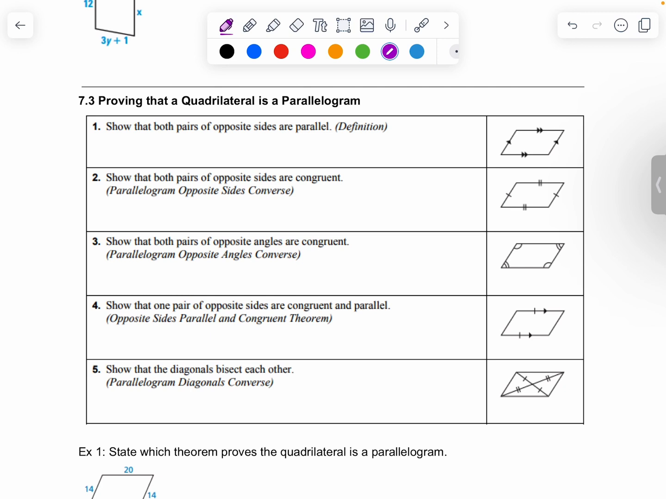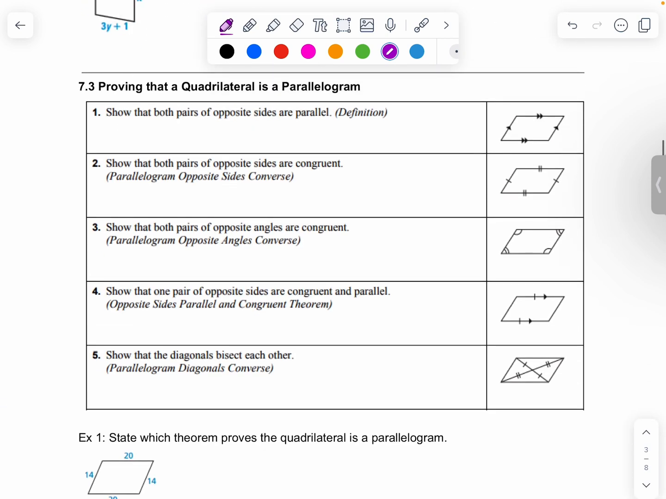Number 4, this one is not necessarily a property, but this is the one that's different, and that's that you have an opposite pair, one pair with congruent sides, and that pair is also parallel. That one is, like I said, one of the ones that's not necessarily a property, so it's not a converse, as you guys can see there. And then the last one is showing that the diagonals bisect each other. Again, another converse. So those are the different ways that you can show that you have a quadrilateral that's a parallelogram.